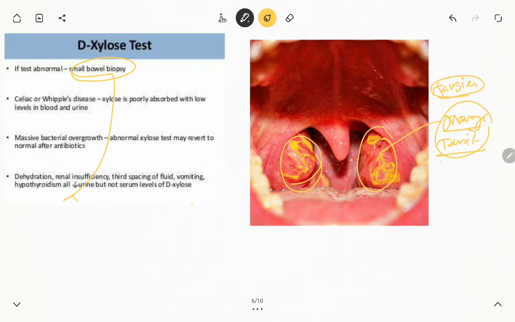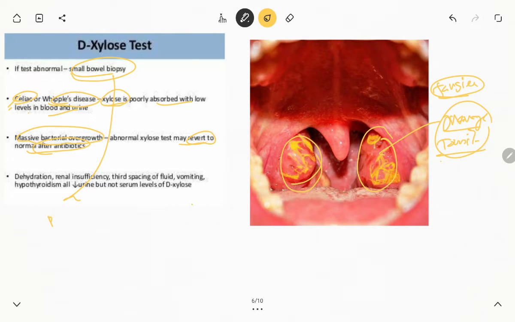Again, we have already discussed: in celiac disease there is villus atrophy, in Whipple's disease there is flattening of villi. So automatically there is going to be poor absorption of xylose, and the urinary excretion is also going to be decreased. In bacterial overgrowth syndrome there is abnormal xylose absorption, but it reverts to normal after antibiotic therapy.